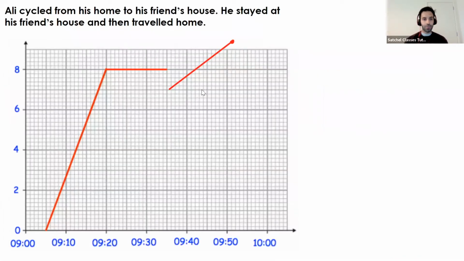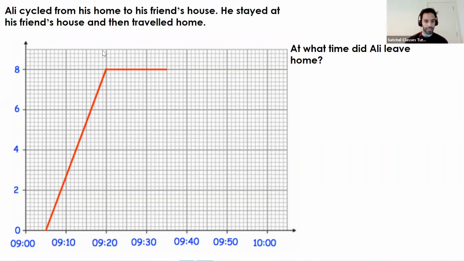However, it gets a little bit more complicated. So again, here it says, if I just move the animations, it's best if I put this here. So the question says, Ali cycled from his home to his friend's house. He stayed at his friend's house and then traveled home. At what time did Ali leave home? Well, he left home at this time here. That's halfway between 9 o'clock and 9:10. So he left home at 9:05.